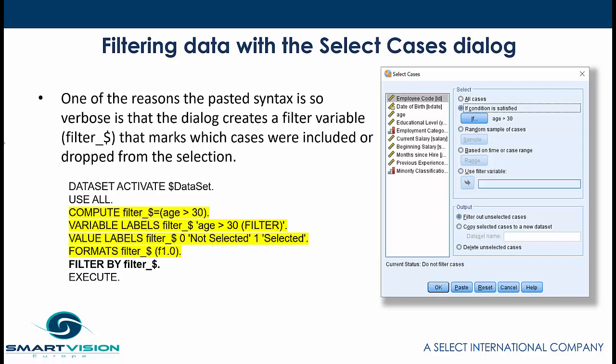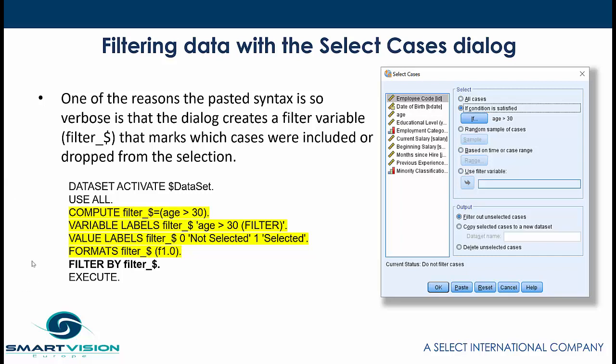So if we look at the statements themselves, first of all, we've got a dataset activate statement here. We talked about this already. That's actually $dataset. So we know that we're in the mode where SPSS can only open one dataset at a time. Then it has this use all. That just basically means switch off all filters, use all the data. So it's basically resetting it.